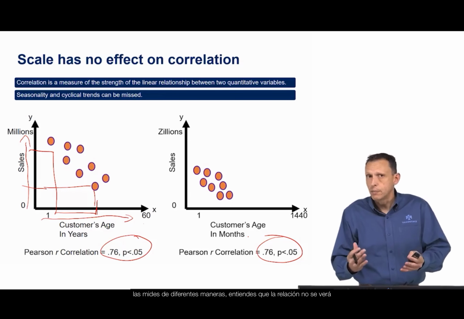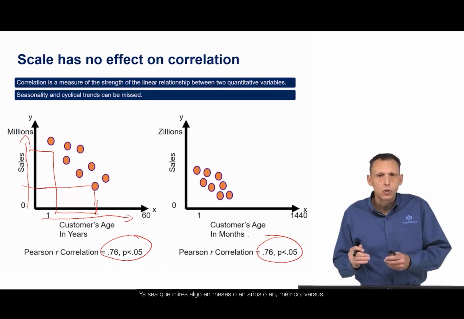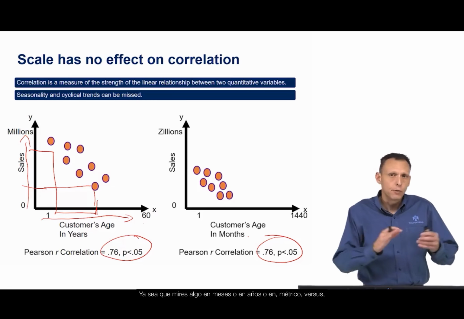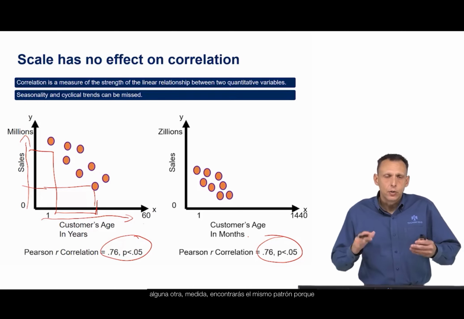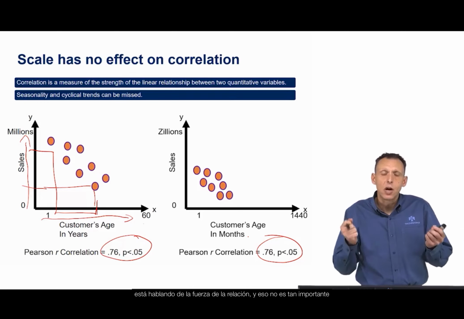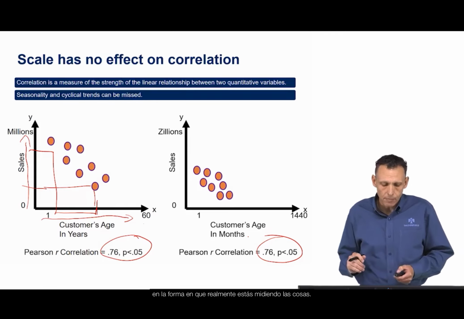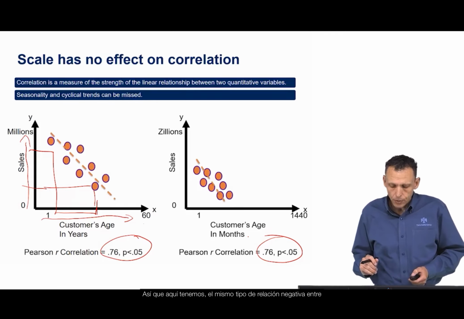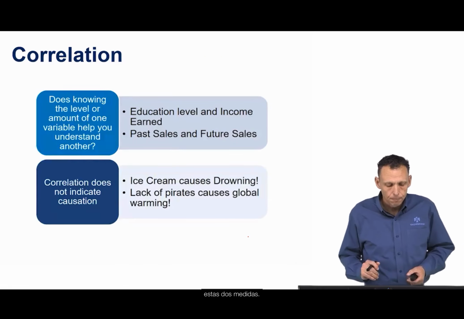Understand that the relationship is not going to be affected by that, whether I'm looking at something in months or in years or in metric versus some other measure. You're going to find the same pattern because it's talking about the strength of the relationship, and that's not so important on the way that you're actually measuring things. So here we have the same kind of negative relationship between these two measures.